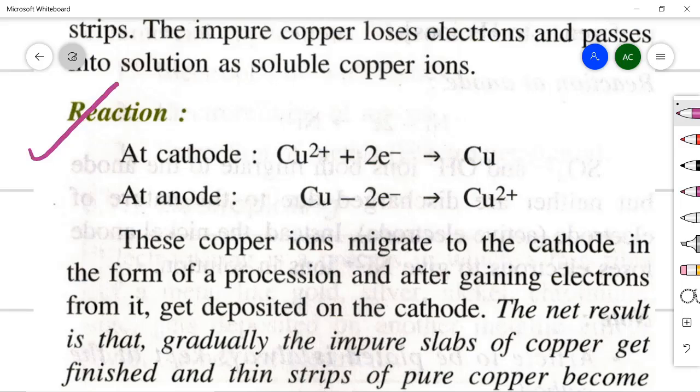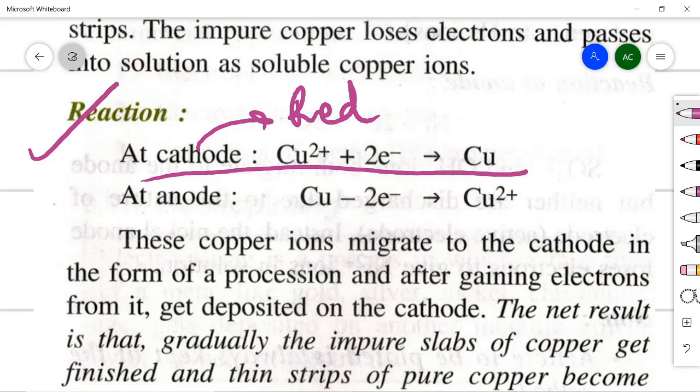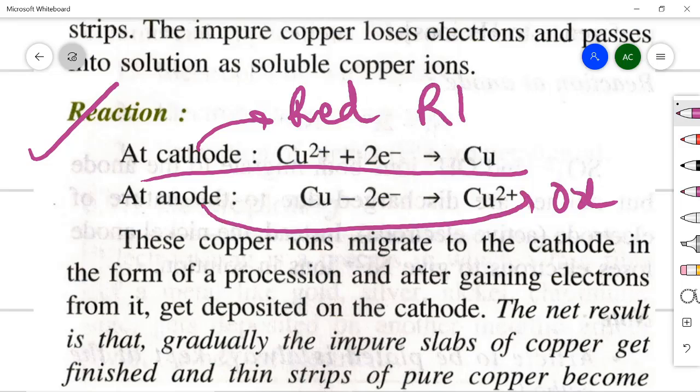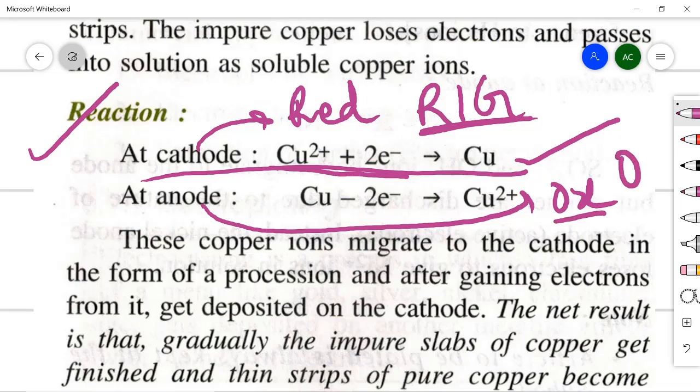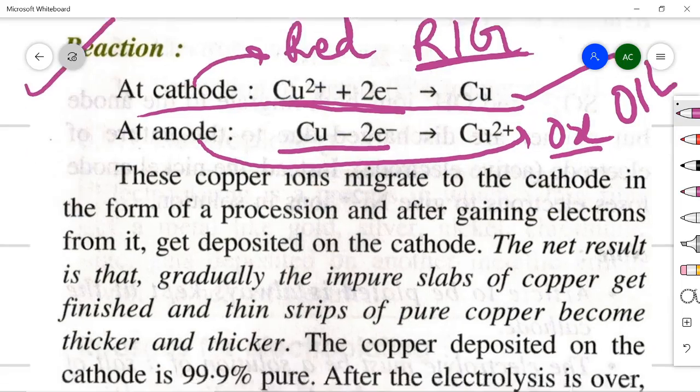These are the reactions which you have to learn at cathode. Always remember, cathode is reduction, red cat. Anode is oxidation, an ox. Reduction is RIG, means gain of electrons. So you will always show gain of electrons at cathode. I am giving you these mnemonics so that you always remember, and you never write the wrong reactions at cathode and anode. Oxidation is OIL, that means loss of electrons. So here you will show copper as losing electrons and forming ions.